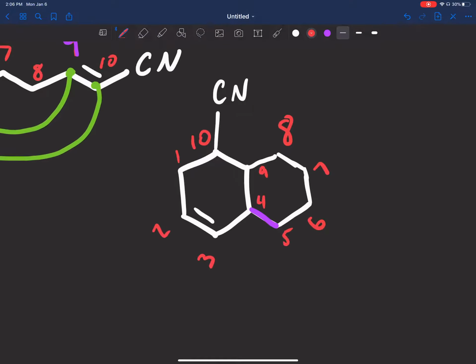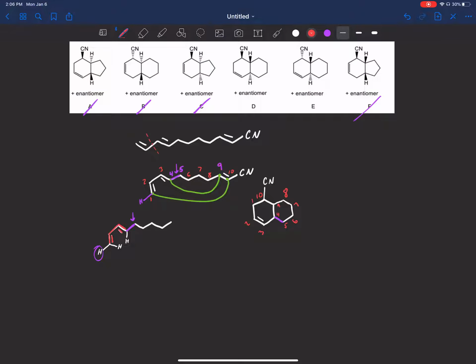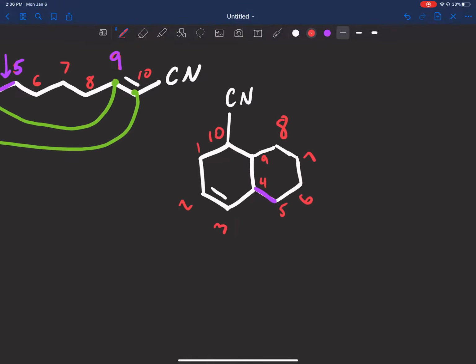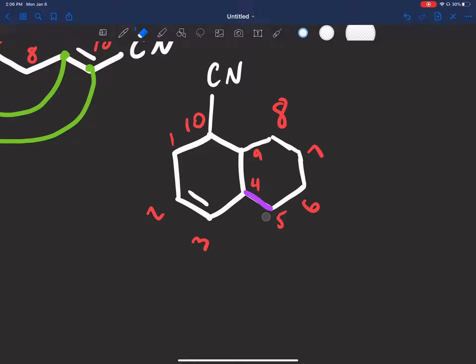So let's see. What I'm going to do is make that bond wedged, carbons 4 and 5. So that bond at 4 and 5, we're going to make it wedged.